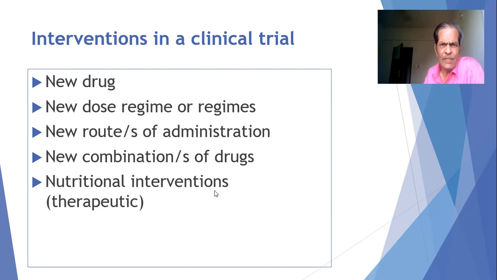The interventions in a clinical trial could involve a new drug, it could involve new dose regime or regimes, it could involve trial of a new route or routes of administration, comparison of new route or routes of administration with the established route of administration, new combination or combinations of the drug, and nutritional interventions for therapeutic purposes.